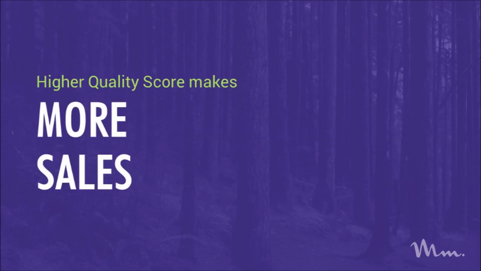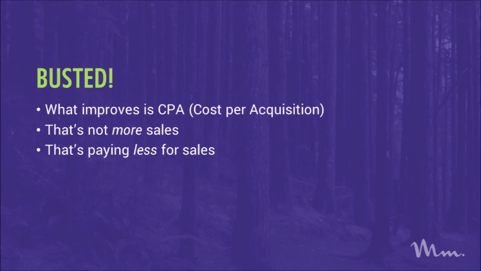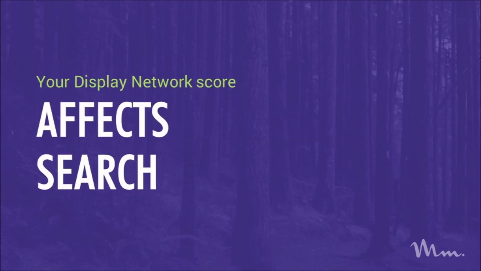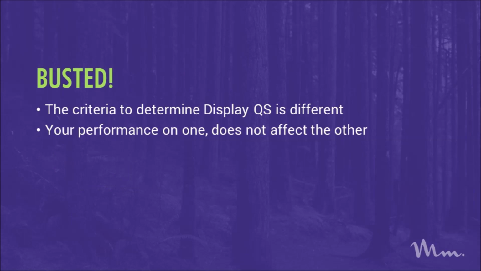A higher quality score equates to more sales, apparently. No, it doesn't. What it equates to is it improves your CPA because you pay less for your bids. But that's not more sales, that's paying less for sales, and there's a significant difference there. It's a good thing, but it's not the same thing. And the display network does not affect the search network. They both have separate quality scores.